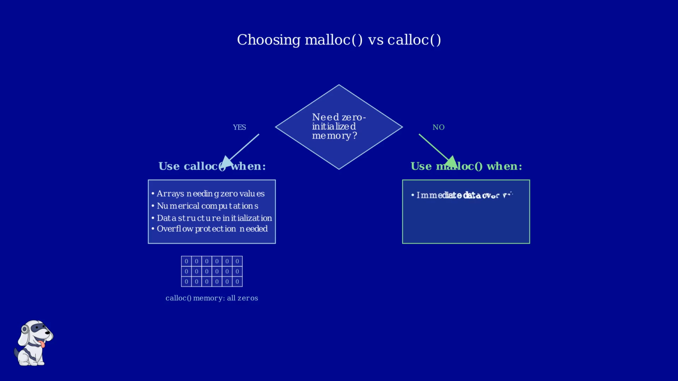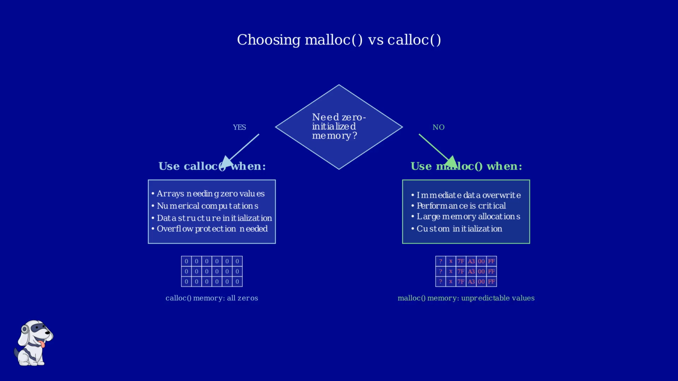Use malloc when you plan to immediately overwrite the allocated memory with your own data. Since malloc doesn't 0 initialize memory, it's more efficient when initialization is unnecessary. Malloc allocated memory contains whatever data was previously stored in those memory locations. This unpredictable content is why you should always initialize malloc memory before use.